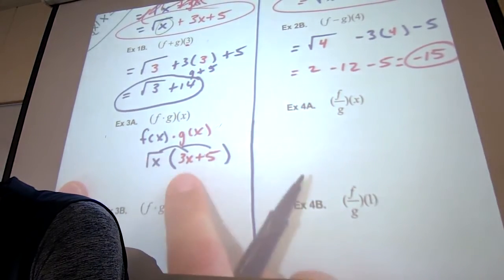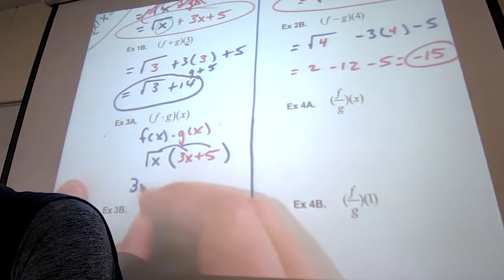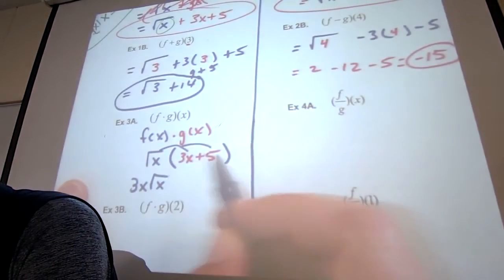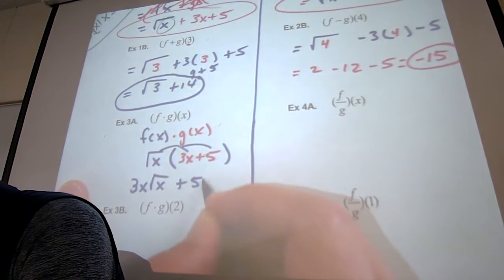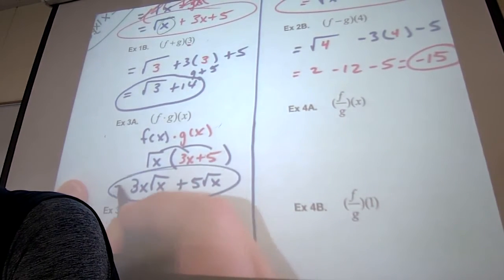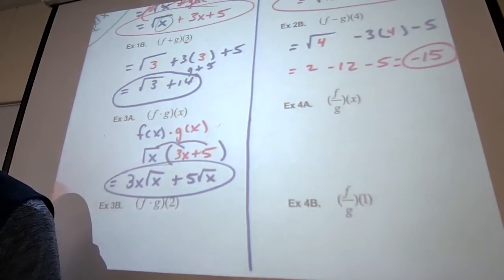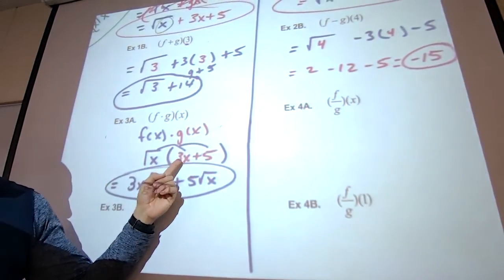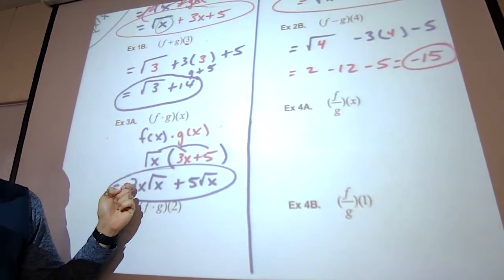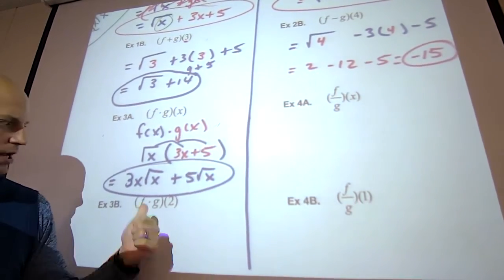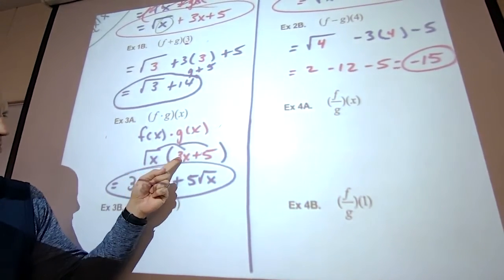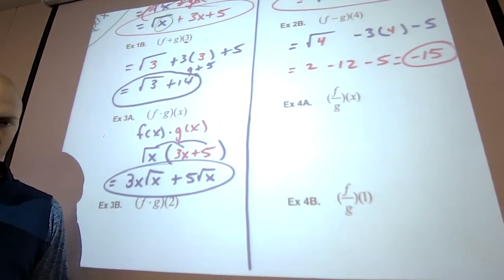So I got root x times 3x. That's just 3x root x. And then root x times 5 is just 5 root x. All right. So when we're multiplying, it's 1 times 3x. It's 3x on the outside, then root x times itself, or root x is just x, root x. Okay, so when you multiply, you're really just putting that number in front. That's all.